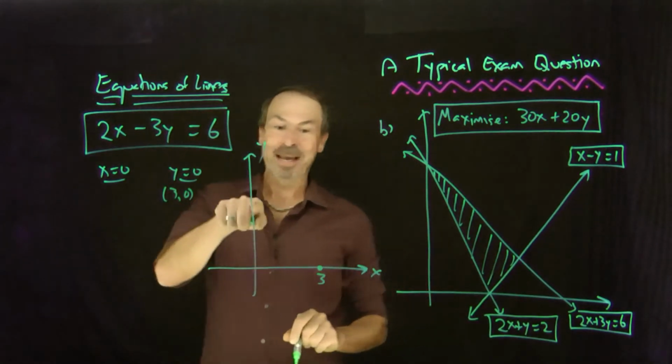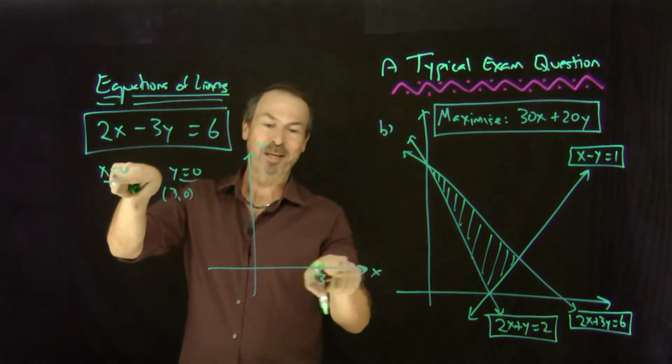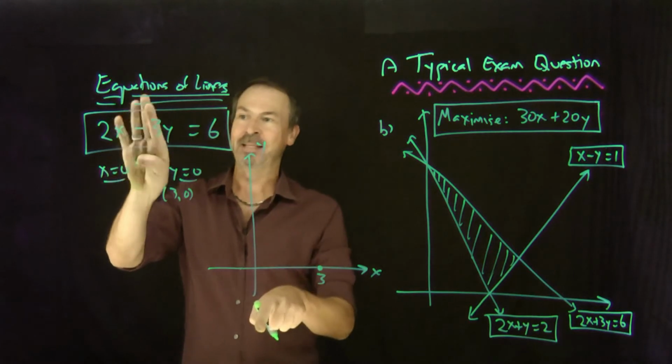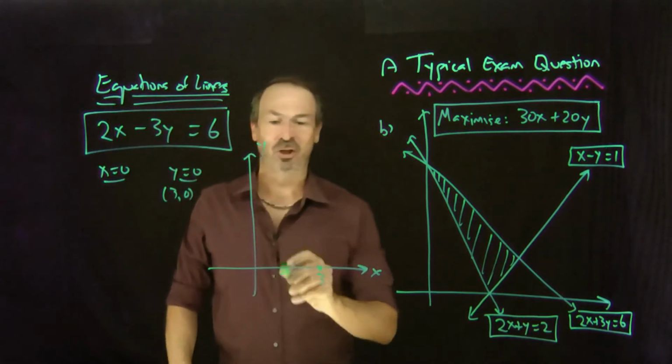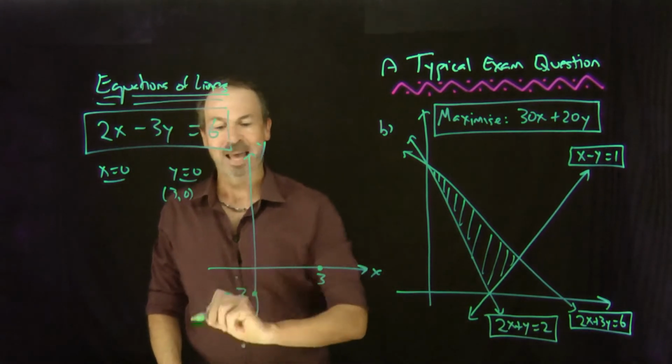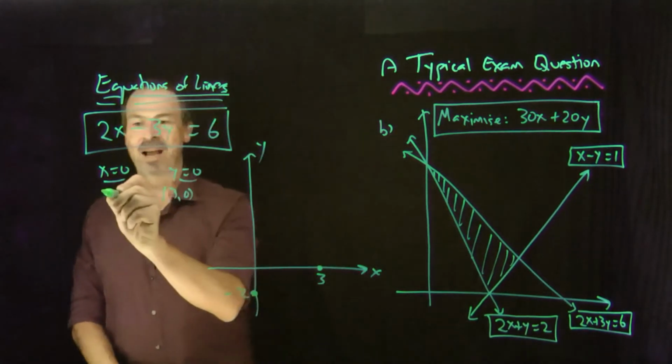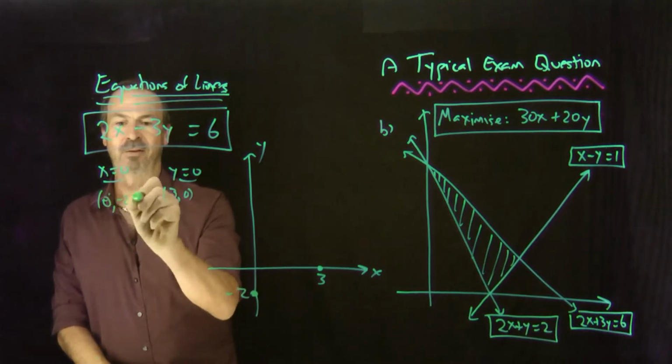Second point, let's now make x equal to 0. It means that I'm somewhere on the y-axis. When x is 0, that piece isn't there. Negative 3y equals 6, so y must be negative 2, something like that. Bingo, there's a second point. I've now got the point (0, -2).